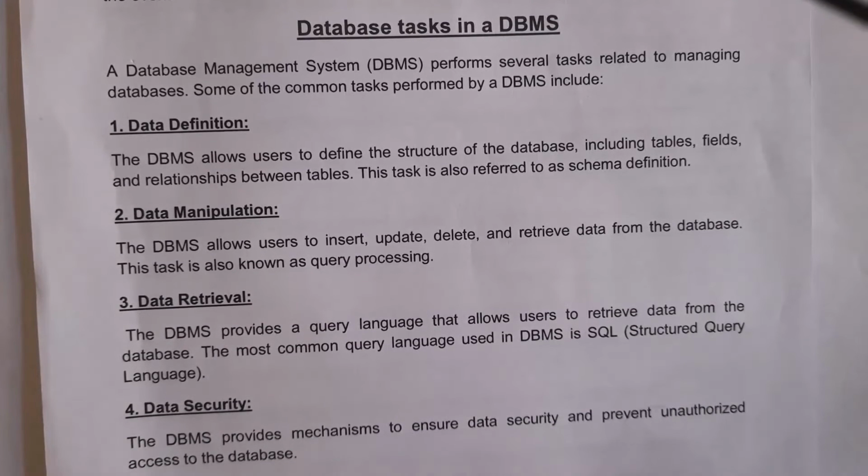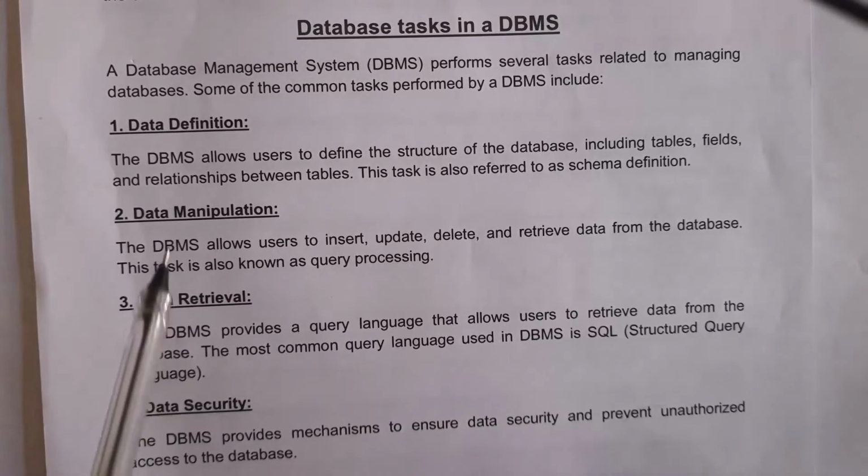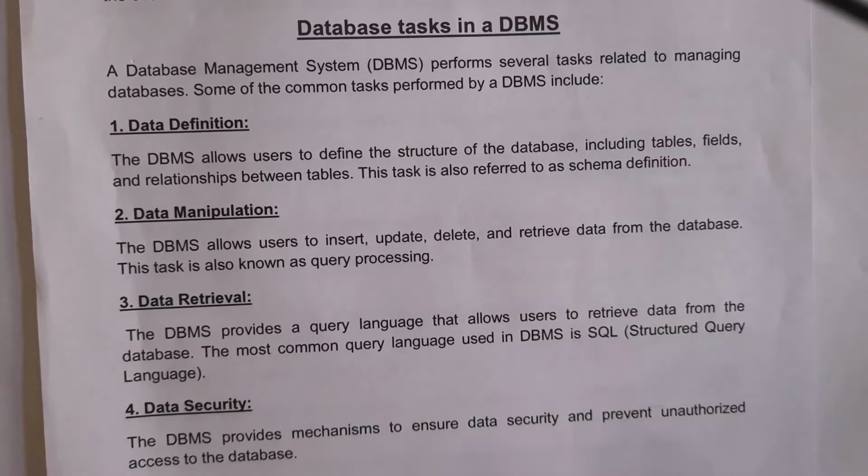Schema is nothing but the structured representation of data in a database. For example, in a database we will insert data in tables, so we call the table a schema. And the second one is data manipulation. The name itself says manipulation is nothing but modification, like inserting data, updating data, deleting data and also retrieving data. All these are data manipulation tasks. In order to create, update or delete data, we need to write queries. So we also call it query processing.